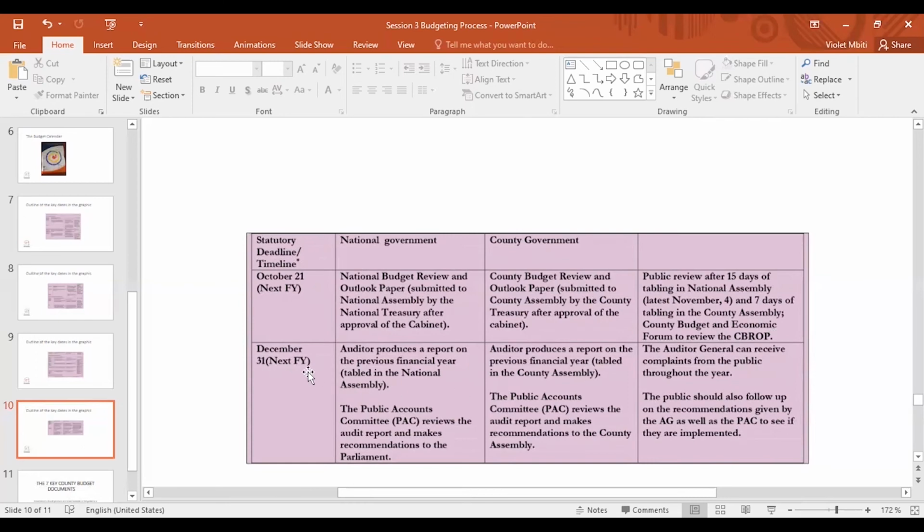December 31st of the next financial year, auditor produces a report on the previous financial year tabled in the National Assembly. The Public Accounts Committee reviews the audit report and makes recommendations to Parliament. At the county level, the auditor produces a report on the previous financial year, that is December 31st, tabled in the County Assembly. The Public Accounts Committee reviews the audit report and makes recommendations to the County Assembly. So the Auditor General can receive complaints from the public throughout the year, and the public should also follow up on the recommendations given by the AG, as well as the Public Accounts Committee to see if they are implemented.